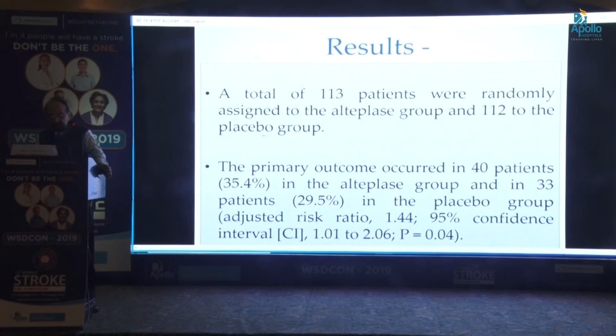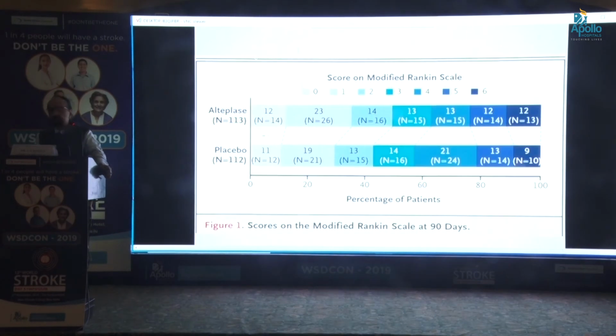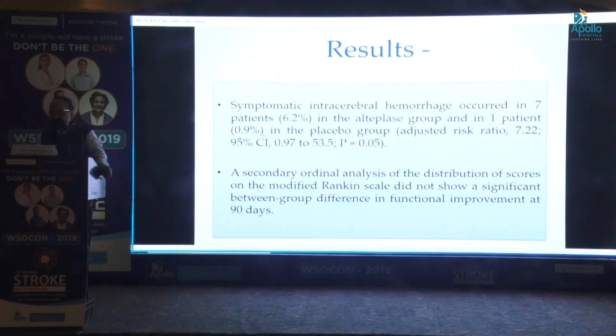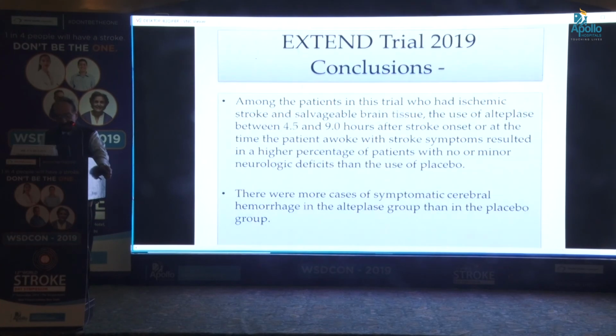Exclusion was very simple. A trial of 113 patients randomly assigned to alteplase or placebo in equal numbers. The primary outcome occurred in 40 patients in the alteplase group and 33 in the placebo group, which was significant. And this is just to show you the graphic, which is obviously very clear, on the modified Rankin scale. Symptomatic intracerebral hemorrhage occurred in 7 patients with alteplase and 1 with placebo. A secondary analysis of the distribution of modified Rankin scores did show a significant improvement in group difference in the functional improvement at 90 days.